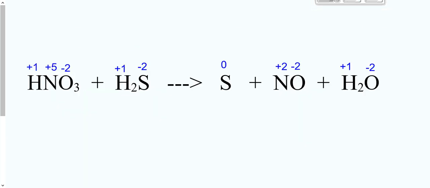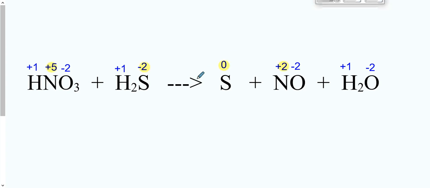All right, well, the first step was to assign all of our oxidation numbers. And so I've done that for you here. You'll notice that the hydrogens maintain their oxidation number of +1 all the way through the reaction, and the oxygens maintain their oxidation number of -2 all the way through the reaction. So the relevant species here are the nitrogens and the sulfurs.